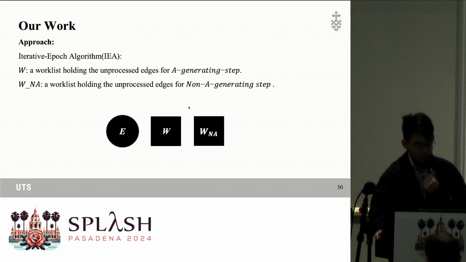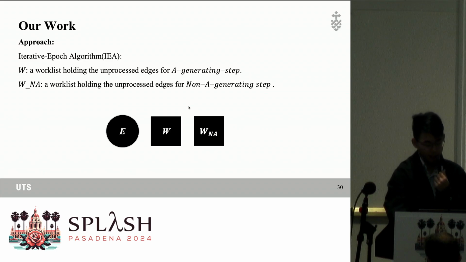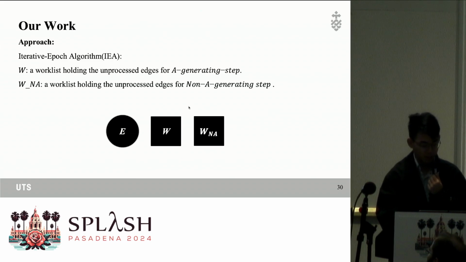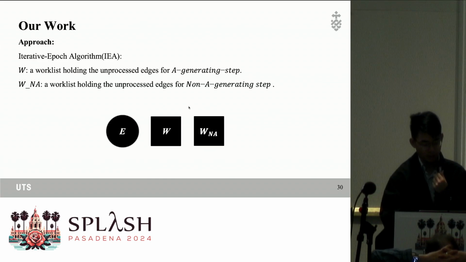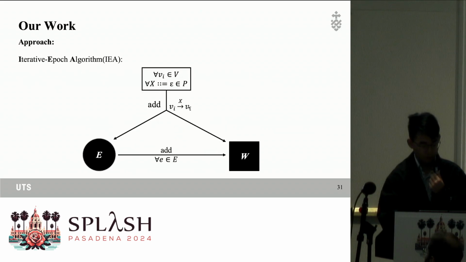Given these motivations, we can formally define our Iterative-Epoch algorithm. The main difference here is that we have two work lists. The first work list holds the unprocessed edges from the A-generating step. The other, the no-A-generating work list, holds all the unprocessed edges from no-A-generating steps. In the initial step, we also carry all the epsilon edges to the edge set and work list.